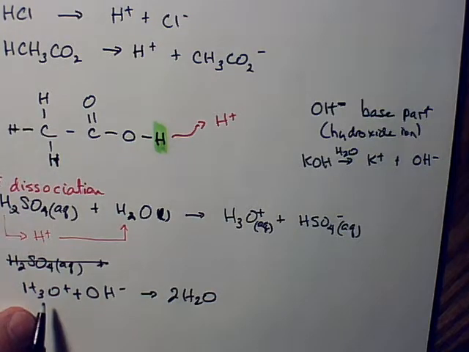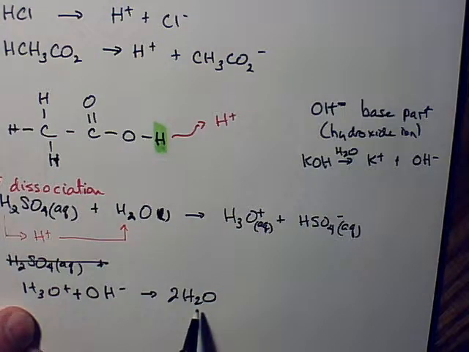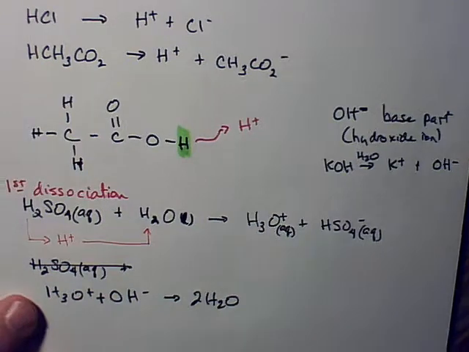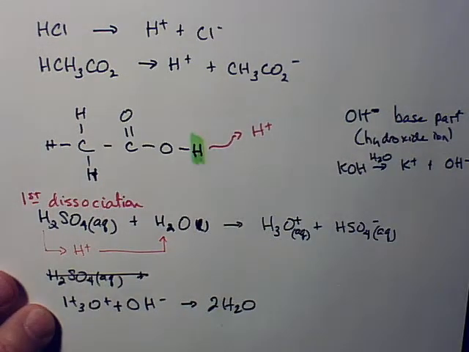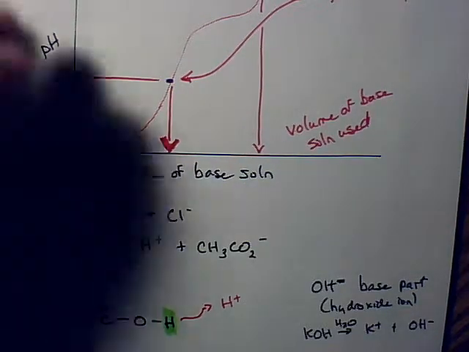When I have the number of hydronium ions equaling the number of hydroxide ions, I've reached the equivalence point for that first hydrogen I pull off of the acid. That's just the first one. That's where we get this point in the graph right here.